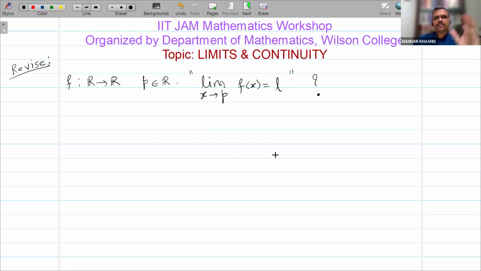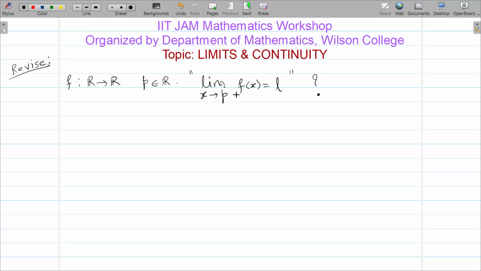So this means something. Who is going to quickly tell me what you mean by writing something like this? As x goes to p, what do we mean by the value of the function? Sir, as x goes to p, the distance between f(x) and L would be less than 1 by n, which is called epsilon.